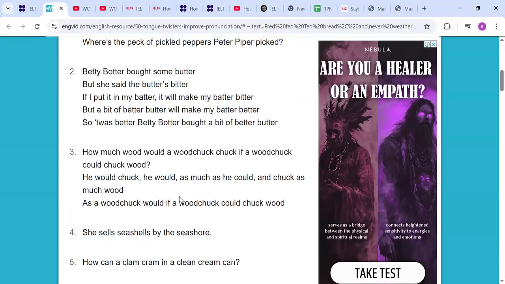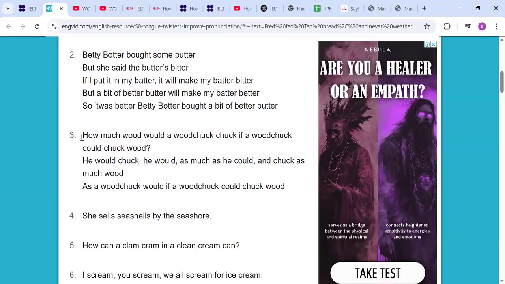Third one. Anyone who would like to practice this tongue twister? Okay, let's do it one by one. How much wood would a woodchuck chuck if a woodchuck could chuck wood? By the way, it is not necessary to speak fast, but it is recommended to make it clear instead of just speaking fast. He would chuck as much wood as he could, and chuck as much wood as a woodchuck would if a woodchuck could chuck wood.